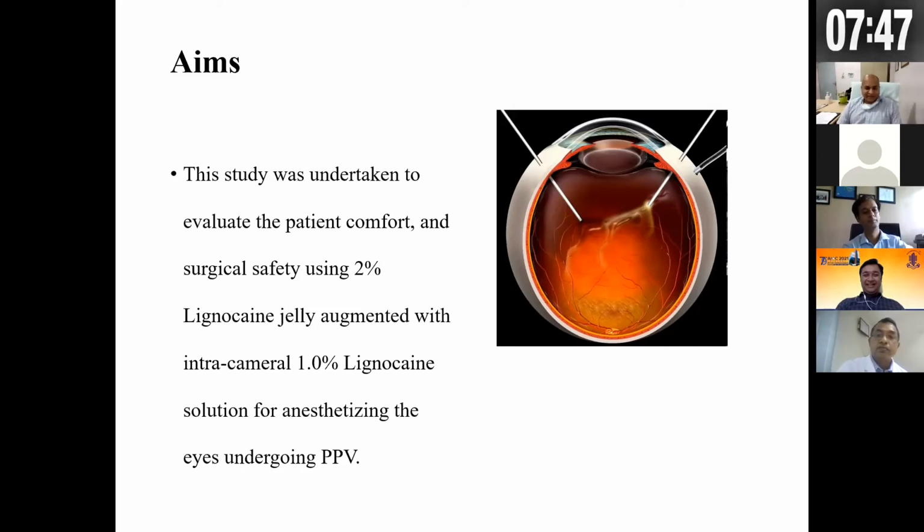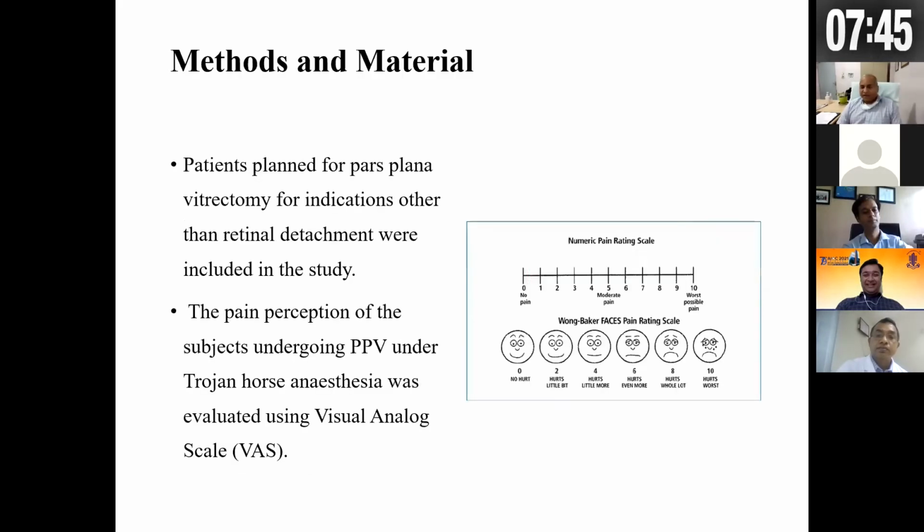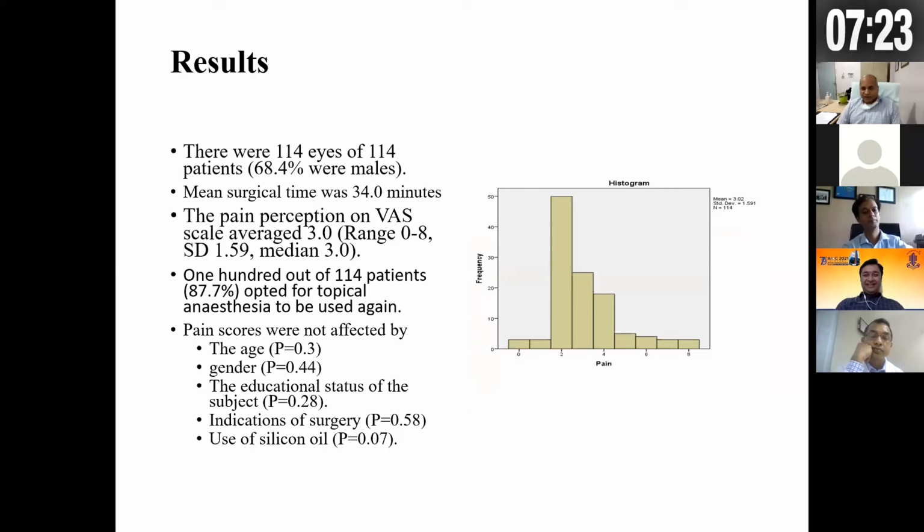So we devised this study where we selected patients undergoing vitrectomy for various reasons, but excluding retinal detachment, because there we would like to indent and see the peripheral retina for the possibility of any break. So we excluded those patients and we graded the pain sensation as per the visual analog scale. And these are the results.